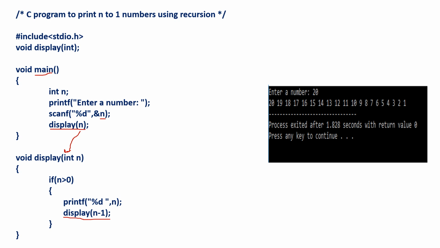Now we see what would be the output. This is the actual output. Let us say if we give number 20, then we will get 20 to 1. If we give 100, then we will get output 100 to 1. Now we see how this particular recursive function is executed and how the function calls are made.